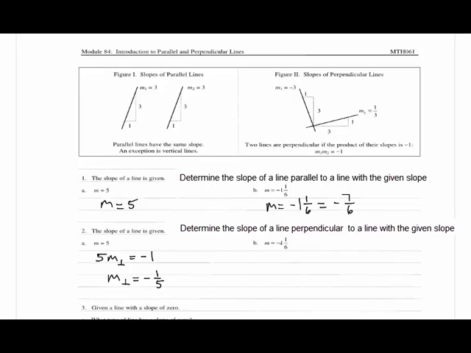And in B, we have m is equal to -1 and 1/6, which we can also write as -7/6. So -7/6 times the slope of our perpendicular line is equal to -1. And now I'm going to multiply both sides by -6/7. So I get m of the perpendicular line is equal to +6/7.